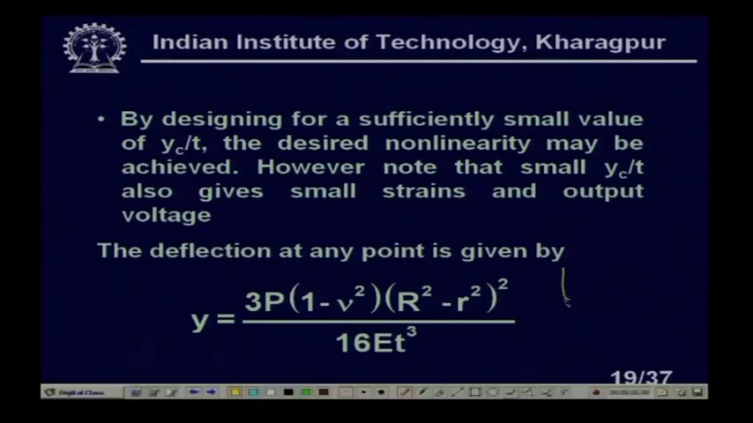Suppose I have a diaphragm, and it is deflected like this. This is our central point. Suppose I am talking about y. This distance is y, the deflection, and this distance from the center is r. So the deflection or height is y at this point, which is at a distance r from the center. For that reason, the expression of the deflection y can be given by this particular expression.